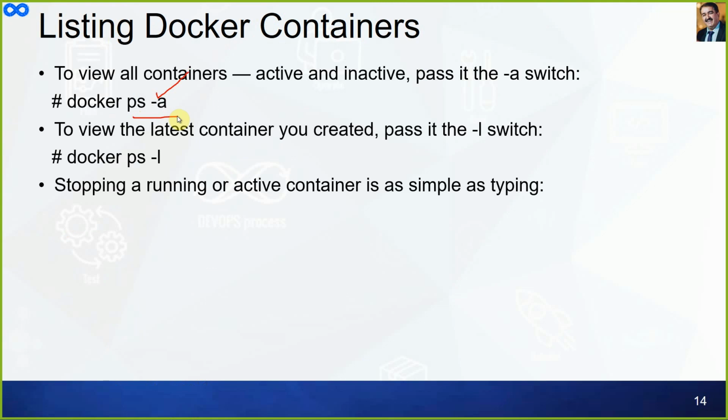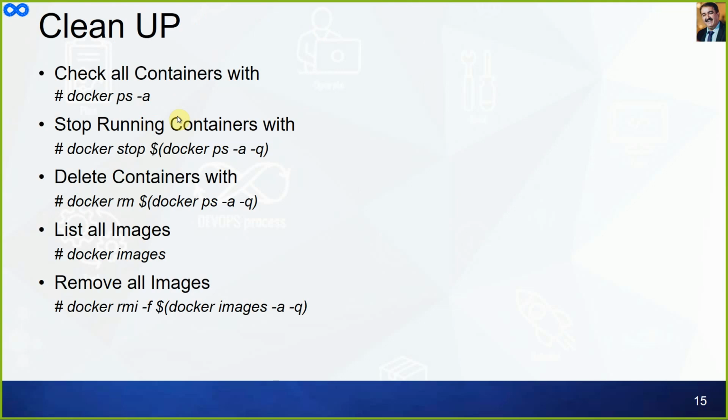Stopping a running or active container is as simple as typing docker stop container ID. And this can be used to clean up. Like first list all the containers, then stop all the running containers. This will stop all of them. Because what you are doing here, docker stop $(...) means whatever the output of the command inside the parentheses, like if there are 10 containers, it will pass them one by one to this command. So docker stop container 1, docker stop container 2, docker stop container 3, docker stop container 4, all containers.